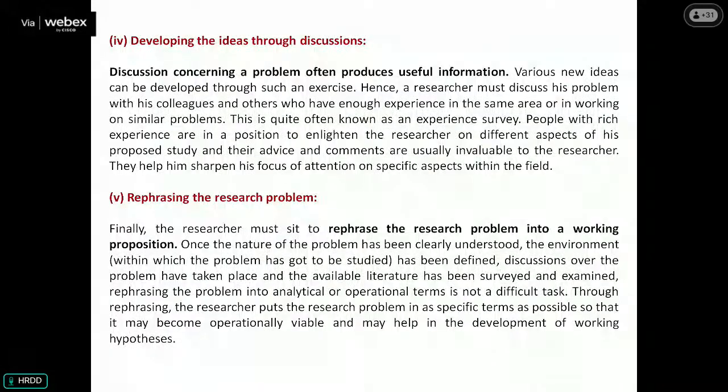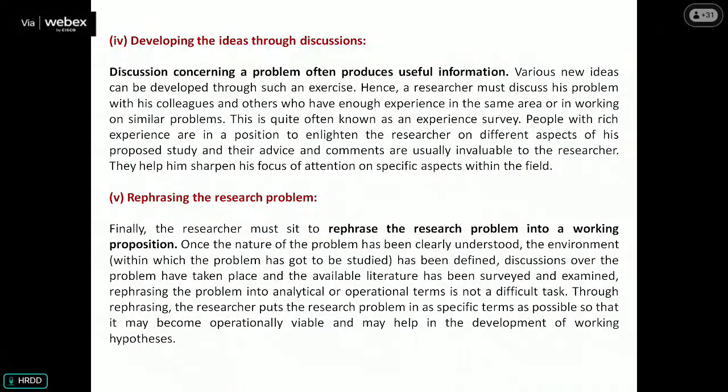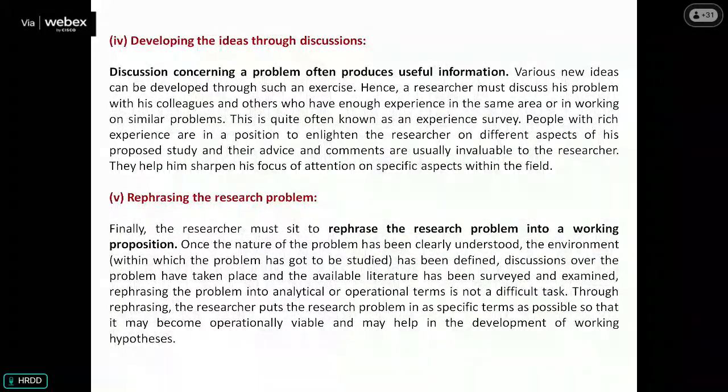Okay. Rephrasing the research problem. Finally, after all those 4 steps, we rephrase the problem. How do you rephrase the problem? Finally, the researcher must seek to rephrase the research problem into working propositions. Once the nature of the problem has been clearly understood, the environment has been defined, discussion over the problem has taken place, and the available literature has been surveyed, so you have done all the 4 things, then rephrasing the problem into an analytical or operational task is not a difficult one. So just by doing this, you will be able to propose a very operational, feasible and analytical research problem.